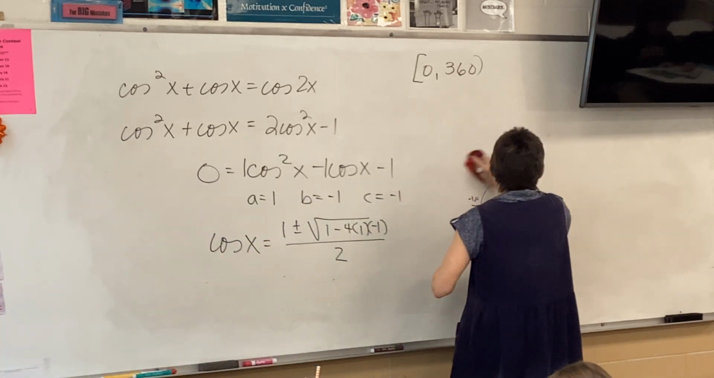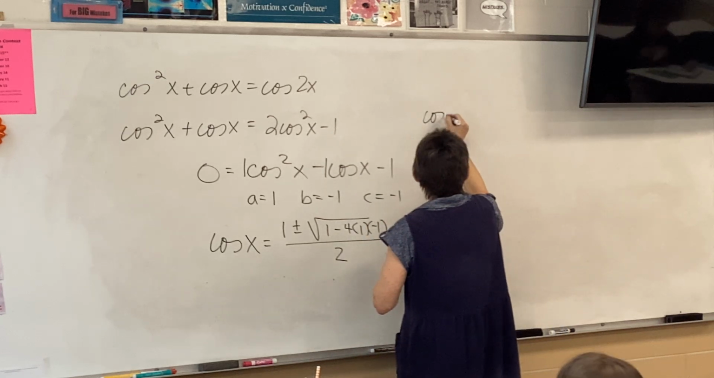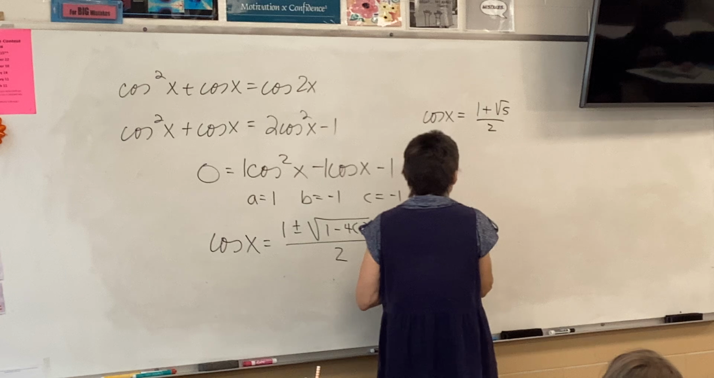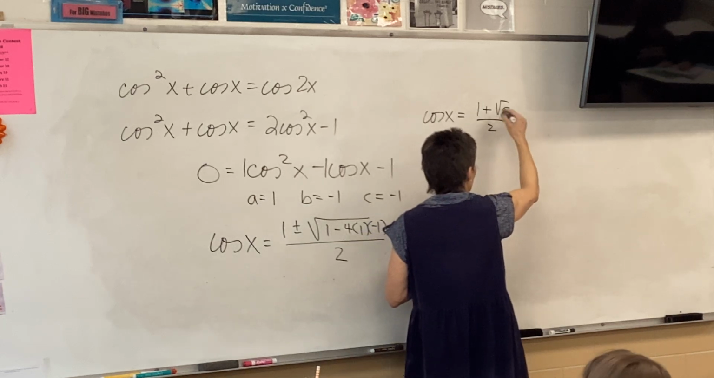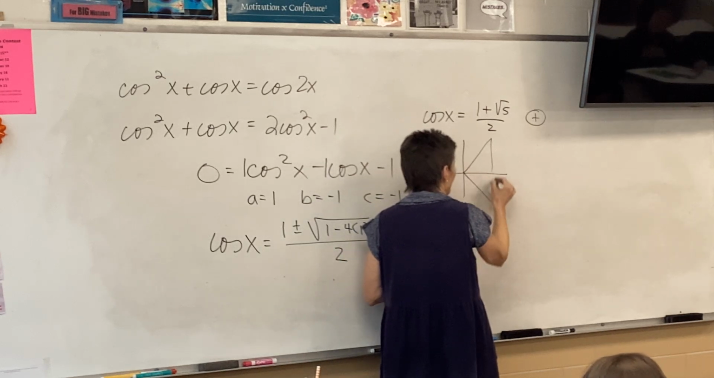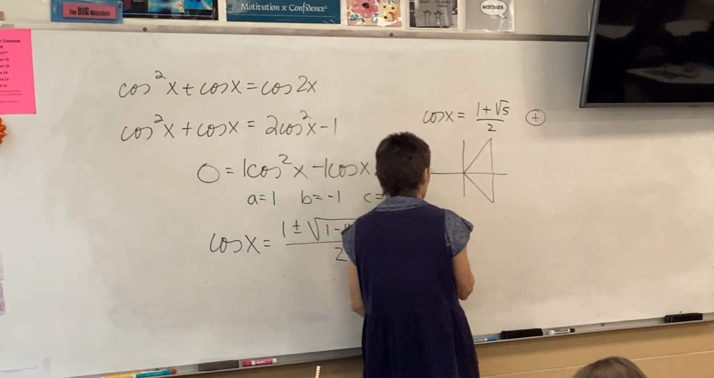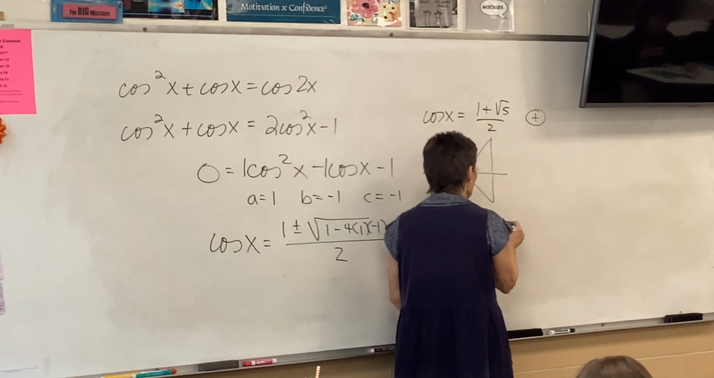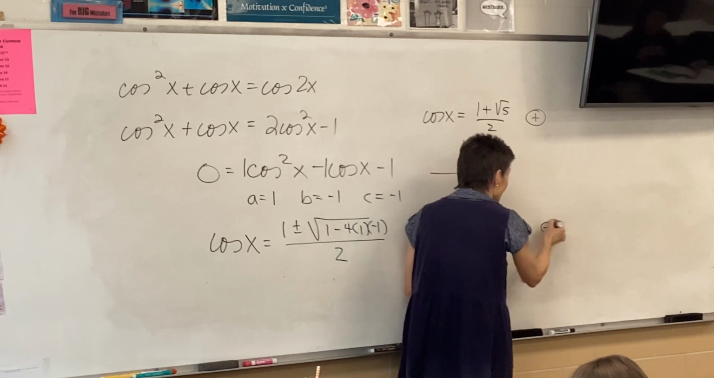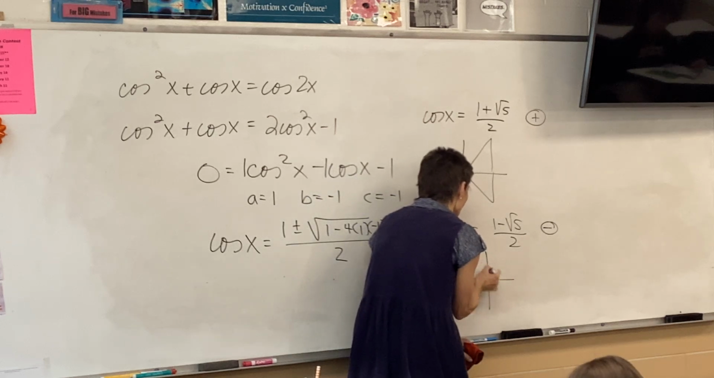There's two different answers, so let's separate them. Cosine X equals 1 plus the square root of 5 over 2. Would you agree that would be a positive number? So wherever the answer is, it's quadrant 1 or 4, because that's where cosine is positive. Question on test. And then cosine X equals 1 minus root 5 over 2, which is going to be a negative number, so that's going to be in here and here.